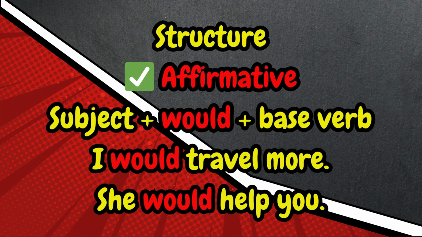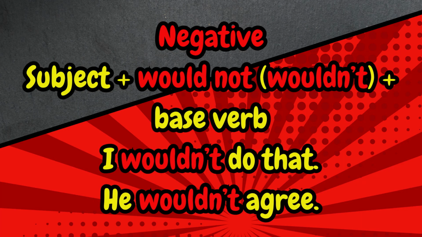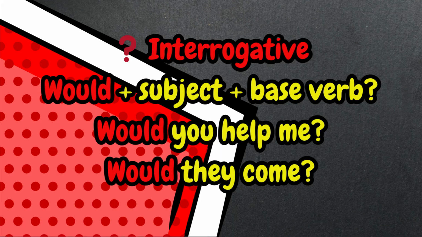Structure. Affirmative: subject plus would plus base verb. I would travel more. She would help you. Negative: subject plus would not, wouldn't, plus base verb. I wouldn't do that. He wouldn't agree. Interrogative: would plus subject plus base verb. Would you help me? Would they come?